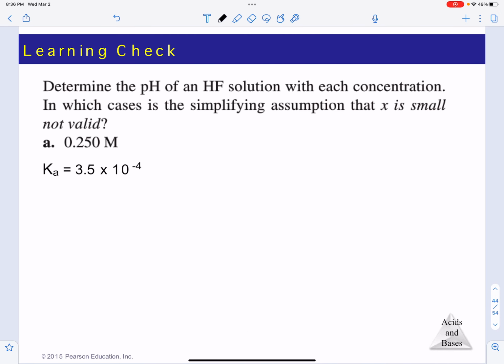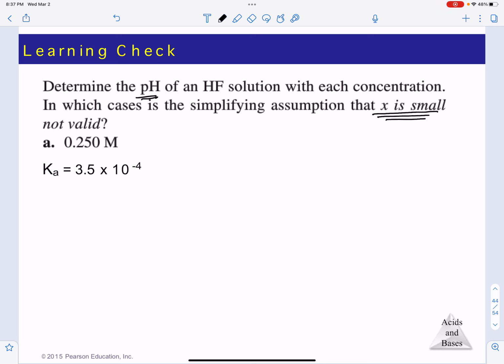So let's do another one. This one is determine the pH. On the other one, we were given the pH and we found the hydronium. This one is asking us to determine the pH. And they want us to evaluate if, considering that the x is really, really small, it's a valid assumption or not. The advantage of considering the x really small is that it allows us to avoid using the quadratic expression. We can do the algebra really easy.